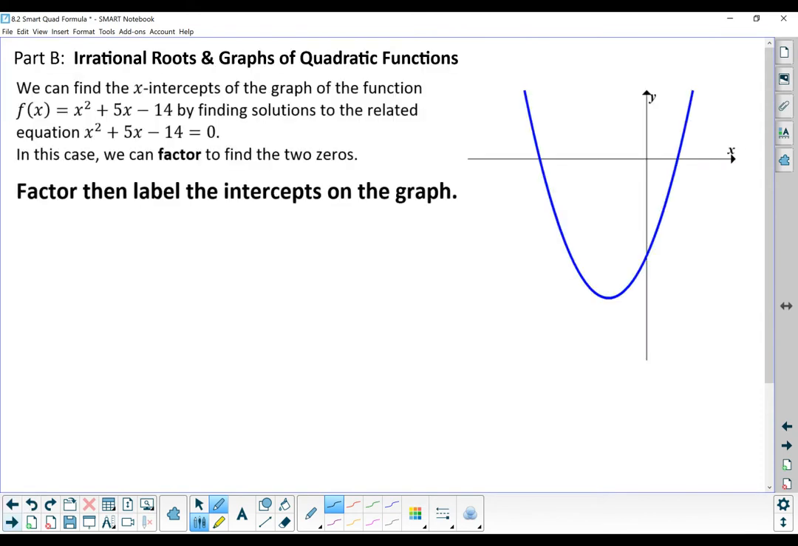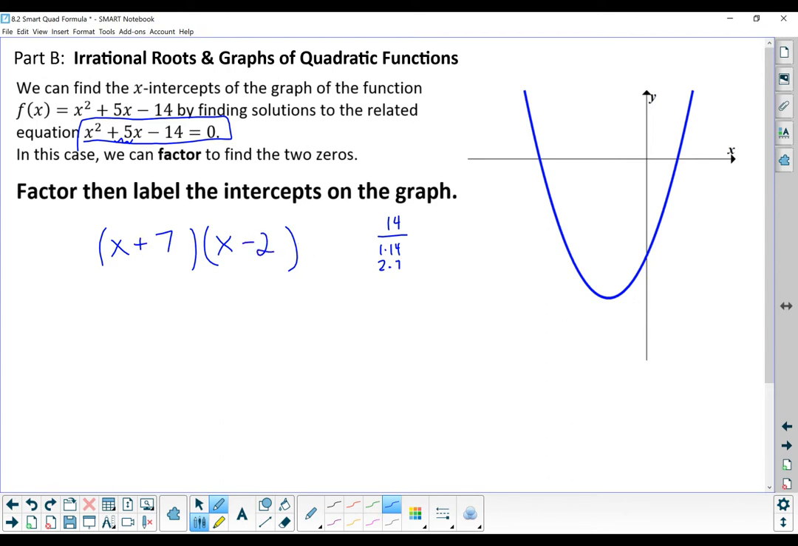So we can find the x-intercepts of the graph of the function f of x equals x squared plus 5x minus 14 by finding solutions to the related equation x squared plus 5x minus 14 equals 0. In other words, we can factor to find the x-intercept. If I'm factoring x squared plus 5x minus 14, my factors are both going to start with an x. I'm thinking about the number 14, 1 times 14, 2 times 7, and I'm thinking of a combo that can help me have a middle term of 5x. So I think we need a positive 7 and a negative 2 in our factors.